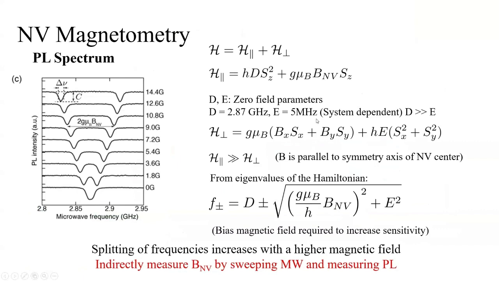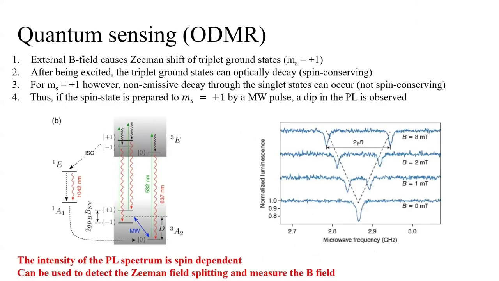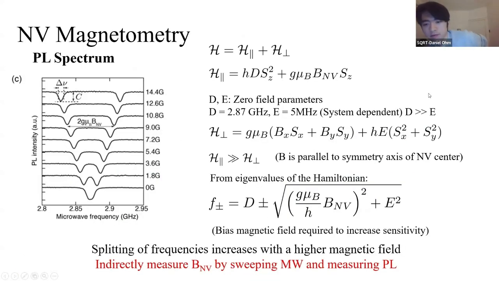Okay, so I have a question. So you can only detect the strength of the magnetic fields? Like, can you detect its direction? Yes, you can detect the direction, which is basically what this slide is explaining here.